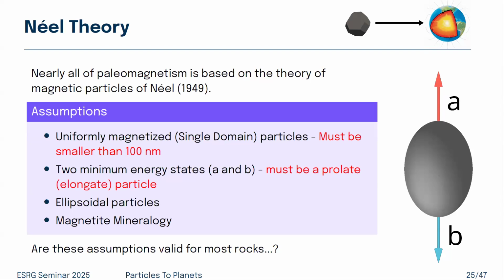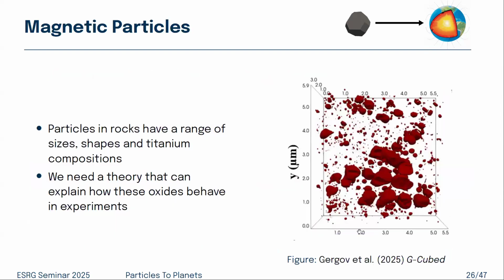Well, no. Here's a FIB slice and view image of some particles in a basalt rock. So these are iron oxides that are holding the magnetization in a basalt rock. These scales are in microns. You can see that, first of all, lots of things are bigger than 100 nanometers. They're not all elongate ellipsoids, right? There's quite a variety of shapes in here, from oblate to prolate to roughly almost spherical.